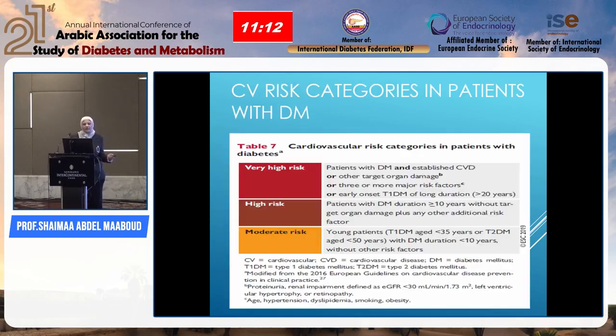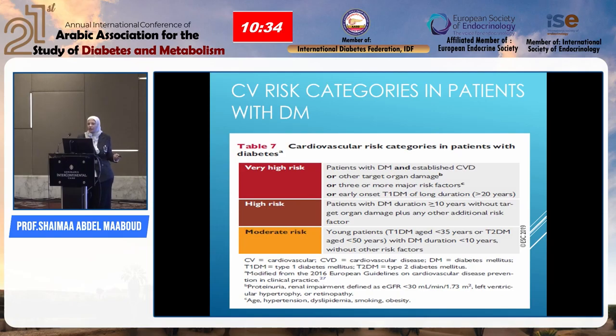Cardiovascular risk assessment in patients with diabetes mellitus: it's very important for all physicians to put the patient in cardiac risk stratification from the first visit. According to this risk stratification, we know that a very high risk patient is a patient with diabetes mellitus and established cardiovascular disease, or other target organ damage, or more than 3 risk factors, or onset of diabetes mellitus very early, or long duration of more than 20 years.